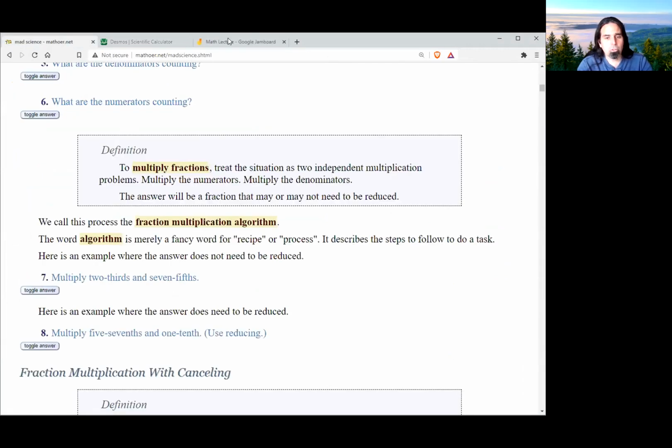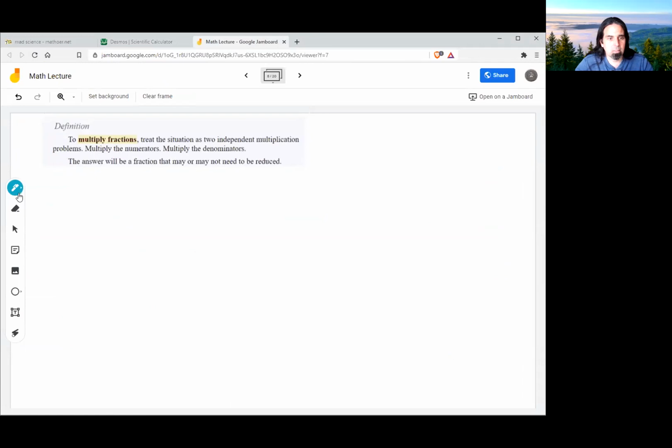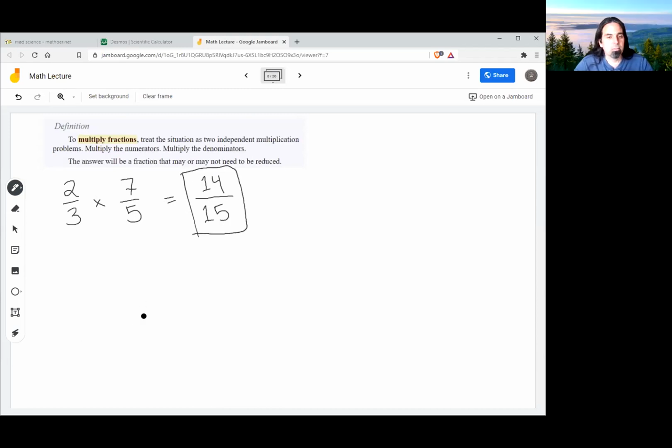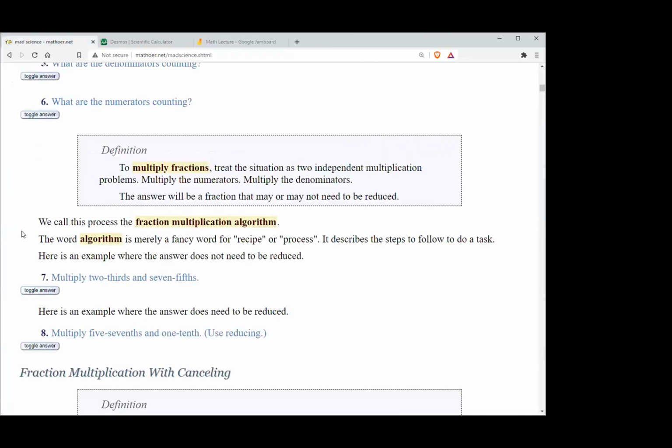So let's try 2/3 and 7/5. What's the top going to be? 14. What's the bottom going to be? 15. Can we reduce it? No, we're done. Yay. Everyone okay so far? Yeah.